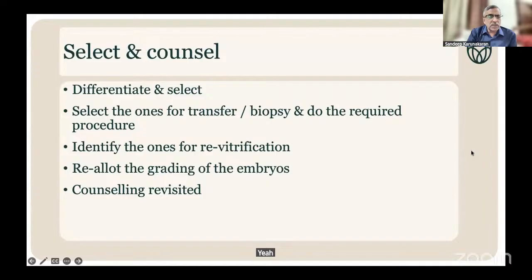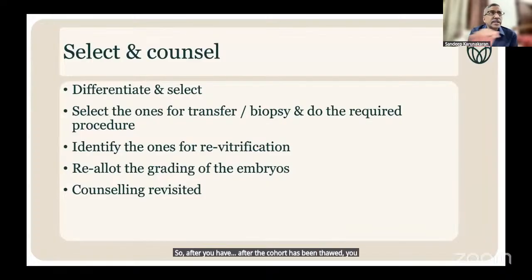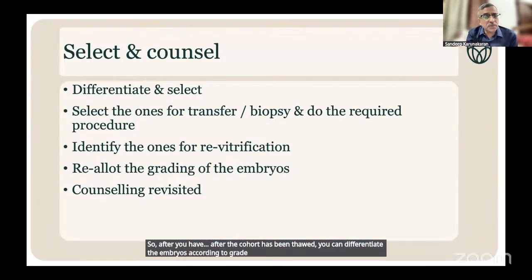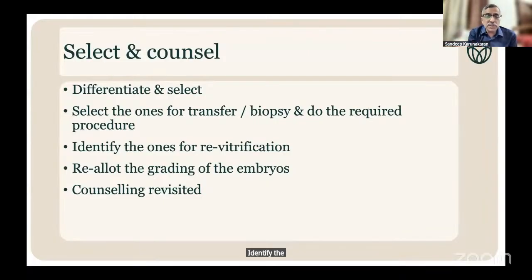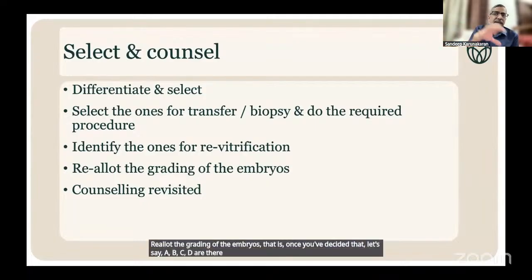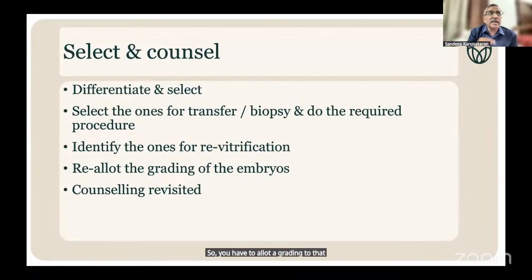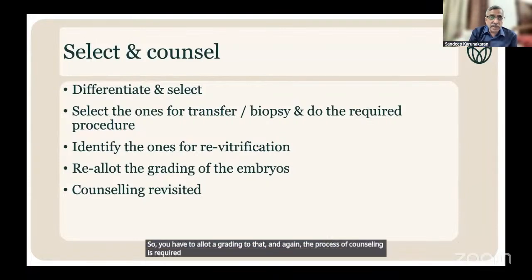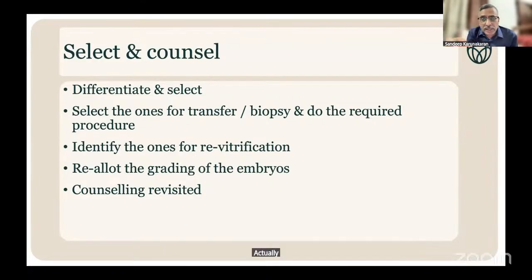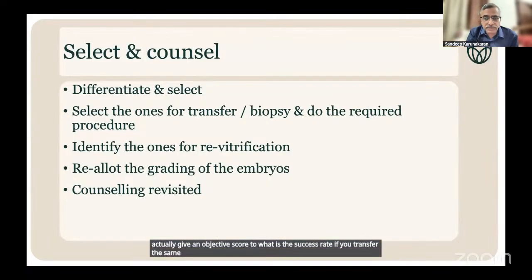Okay. So after the cohort has been thawed, you can differentiate the embryos according to grade and select the ones for the transfer or biopsy and do the required procedure. Identify the embryos which need to be re-vitrified. Re-allot the grading of the embryos. That is, once you've decided that, let's say A, B, C, D are there, you have transferred B, and A, C, and D need to be re-vitrified. So you have to allot a grading to that. And again, the process of counseling is required. Why is this required? You have to tell the patient, actually give an objective score of what is the success rate if you transfer the same embryos.